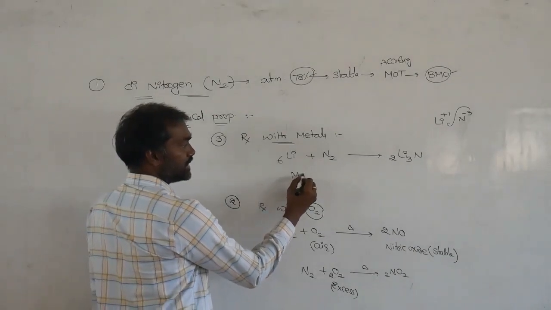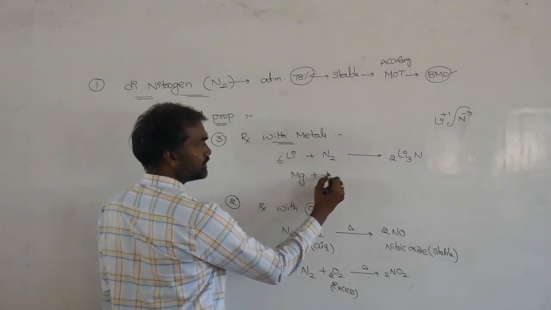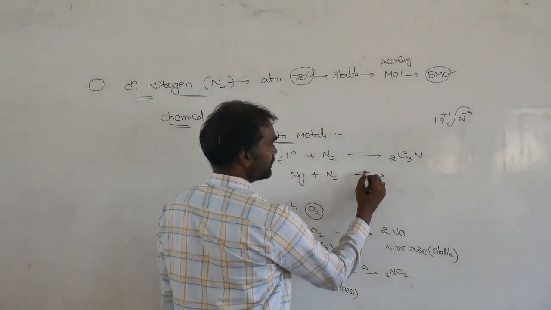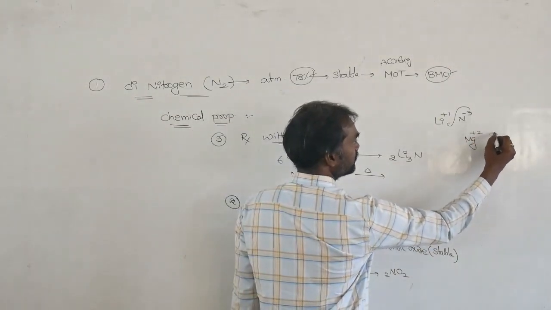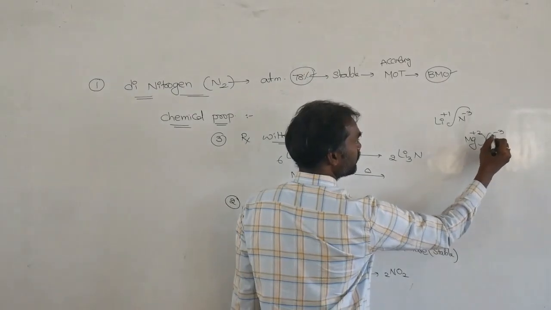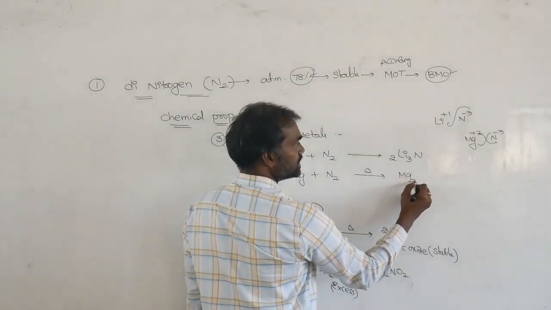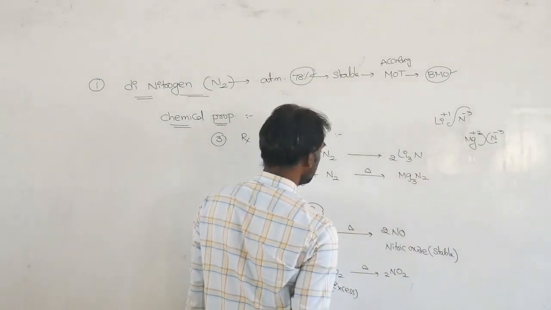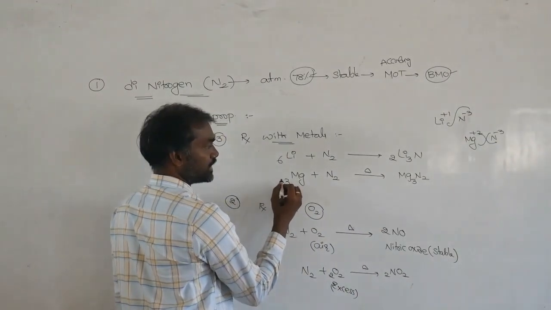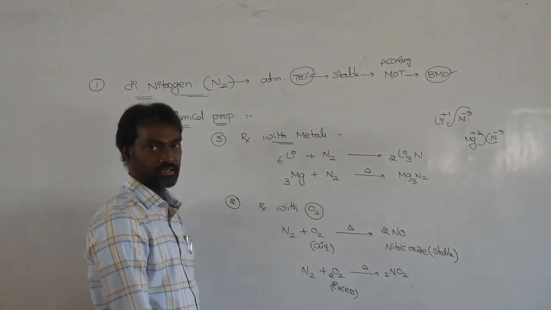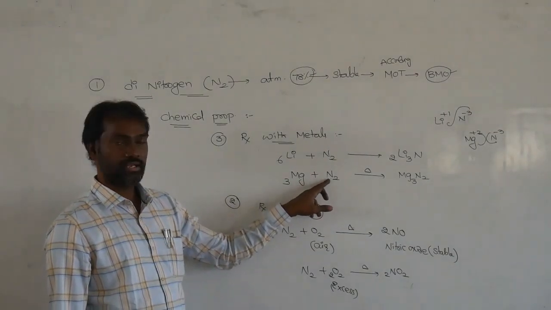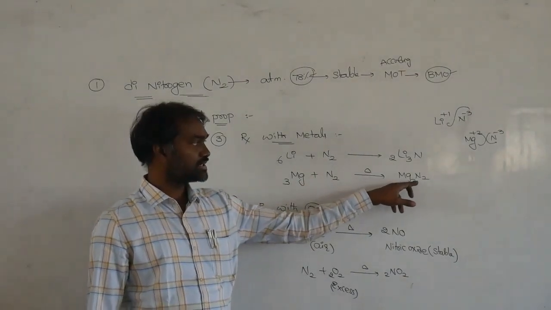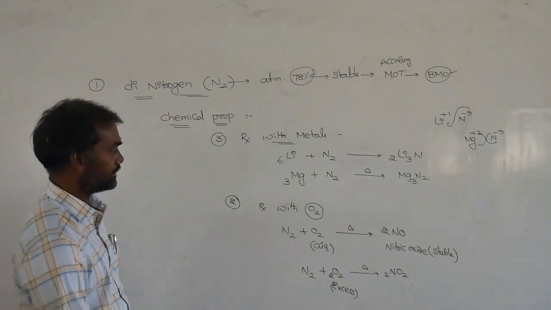Suppose you take magnesium and nitrogen, and we heat it. Magnesium is +2, nitrogen is -3, so your formula is Mg3N2. Now you balance this one, 3 magnesiums, yes, balanced. When magnesium metal is reacted with nitrogen gas, it produces magnesium nitride.